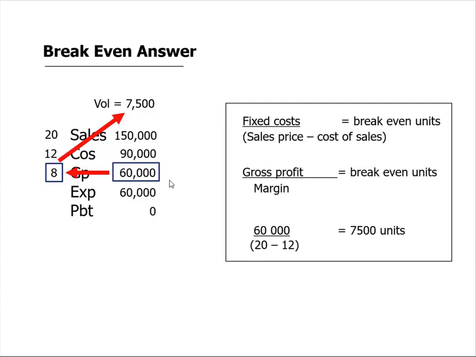And what we're left with is a simple income statement where 150,000 less 90,000 in variable costs leaves us with a gross profit of 60,000, less the expenses of 60,000 leaves us with a profit of 0, and we have described the business at the point of break even.